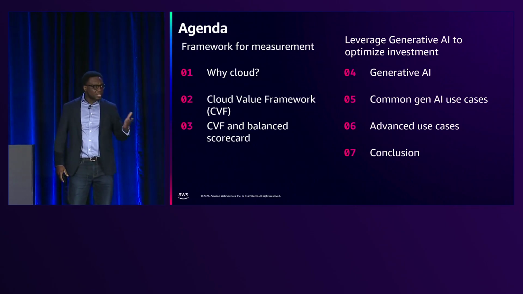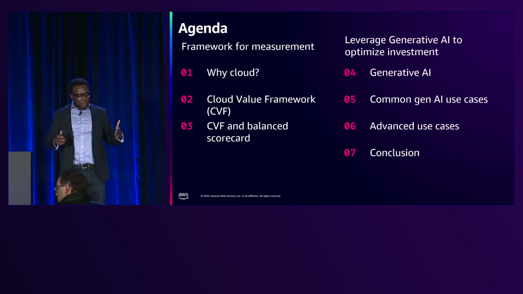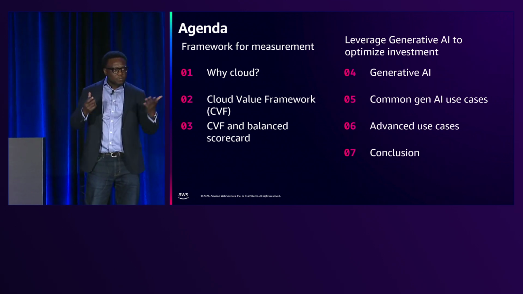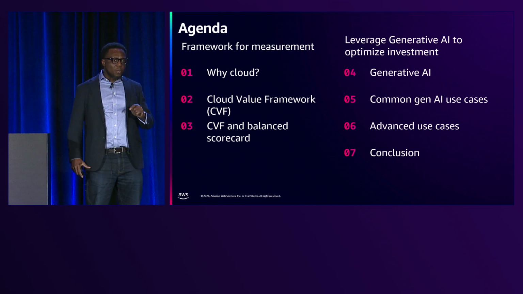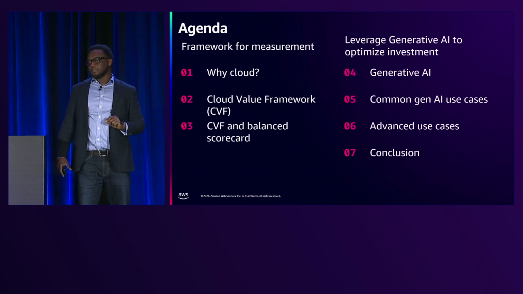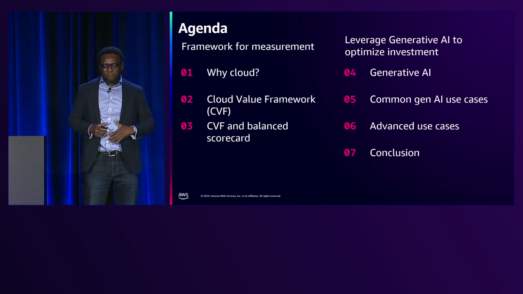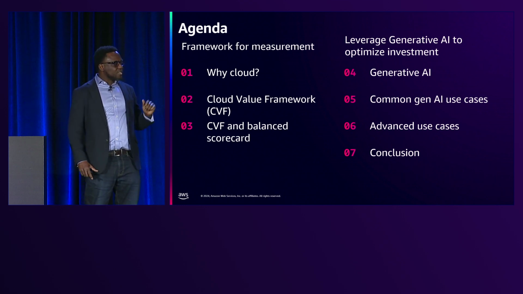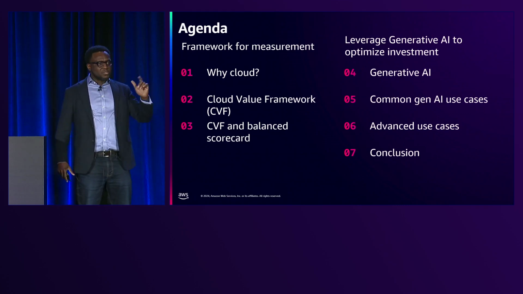Now, a quick rundown of the agenda for today. It's going to be broken out into 2 sections. The first section, I'm going to be talking about a framework for measurement, where I'm going to talk about the why of the cloud. We're going to talk about what we call the cloud value framework. Then afterwards, we'll delve into what we call a balanced scorecard that helps you track your cloud strategy. Then I'll hand over to this gentleman here, and they will walk you through some of the ways you all can leverage Gen AI to optimize your investment. They're going to go through some common use cases and also some advanced use cases.